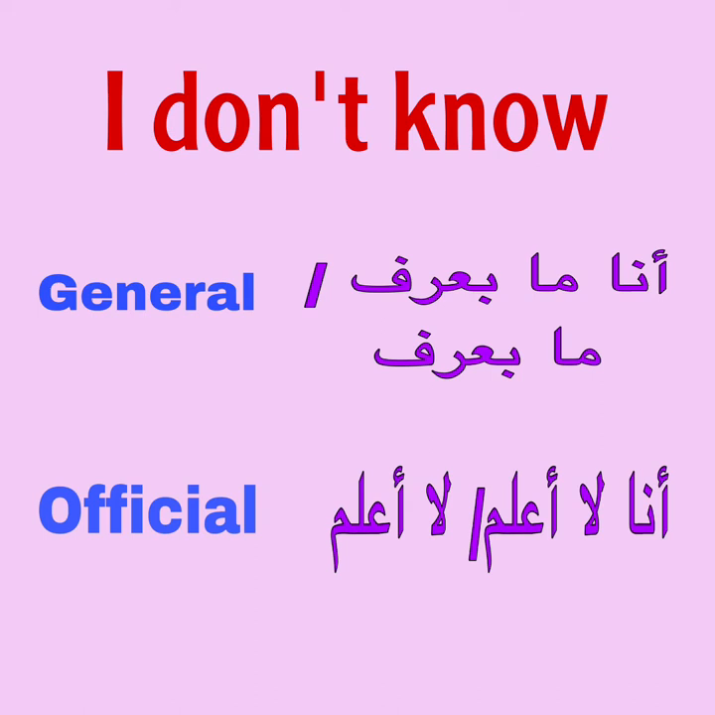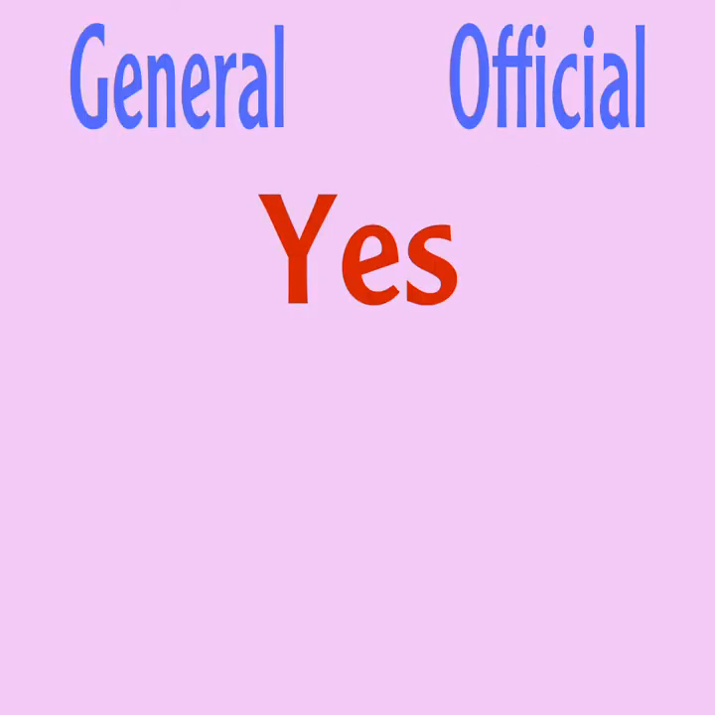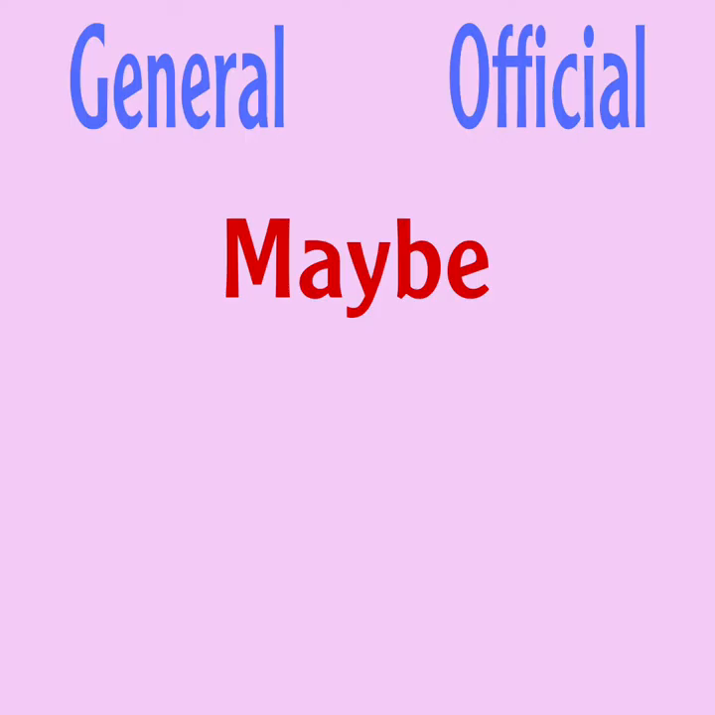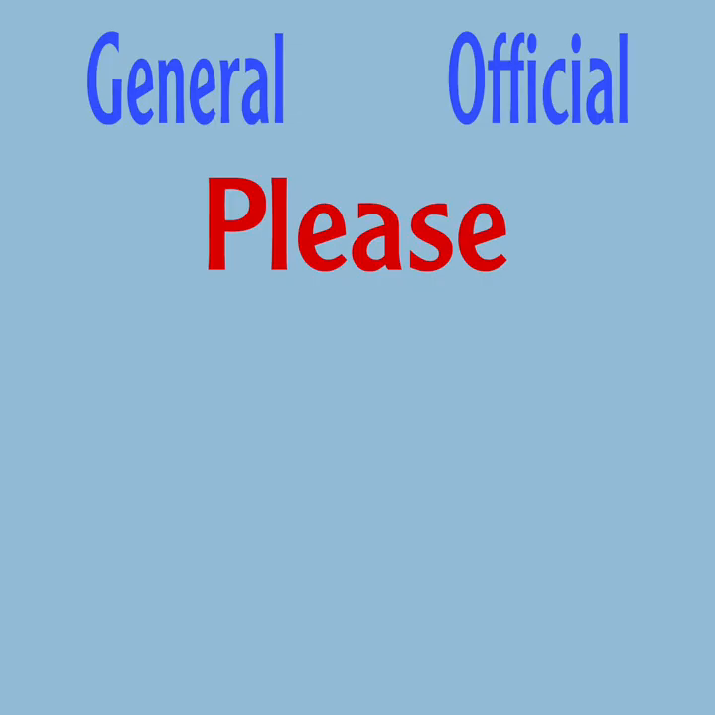Okay, I guess that was a lot for you for today. So let's repeat what we have learned again. How do we say yes in Arabic? نعم, or إيه. How do we say no? لا. How do we say maybe? ربما or يمكن.